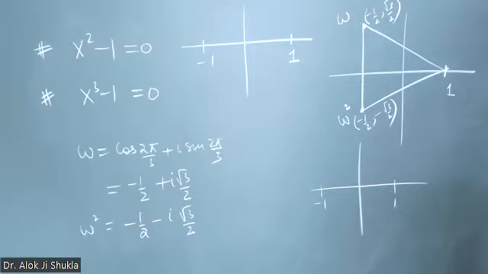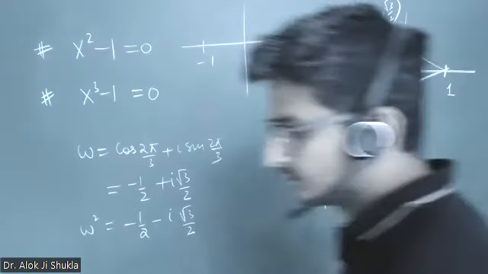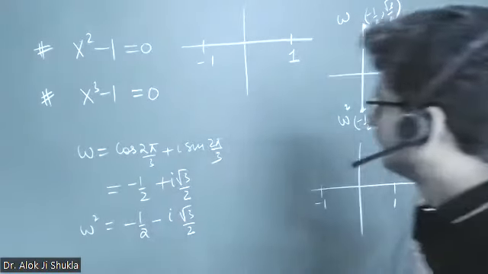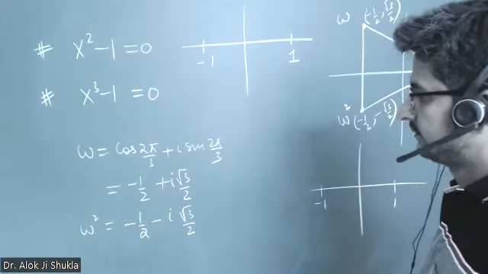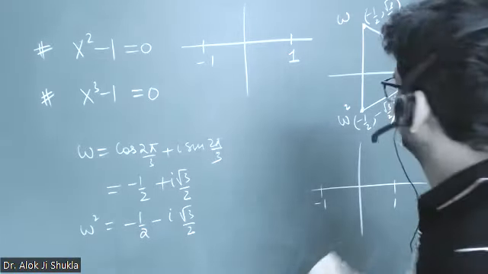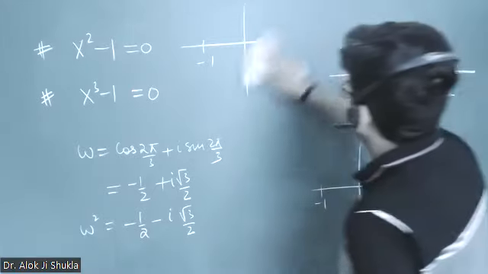Sir, omega square is equal to minus half minus iota root 3 by 2, how is it? The value that has come for omega square, how has it come? Okay.